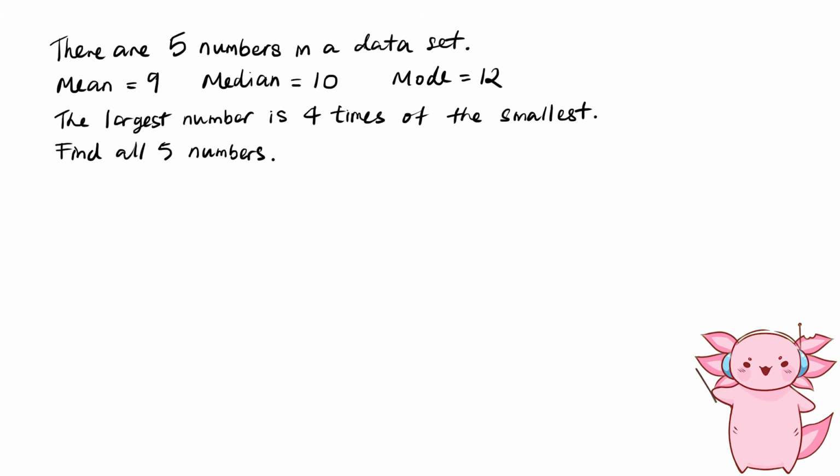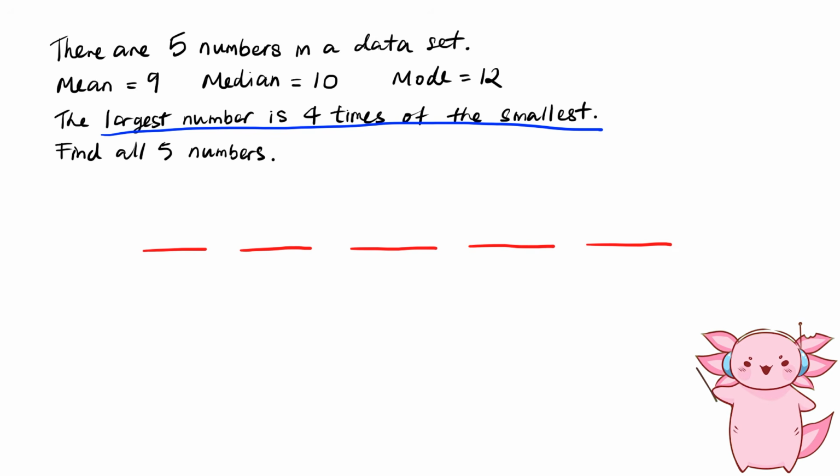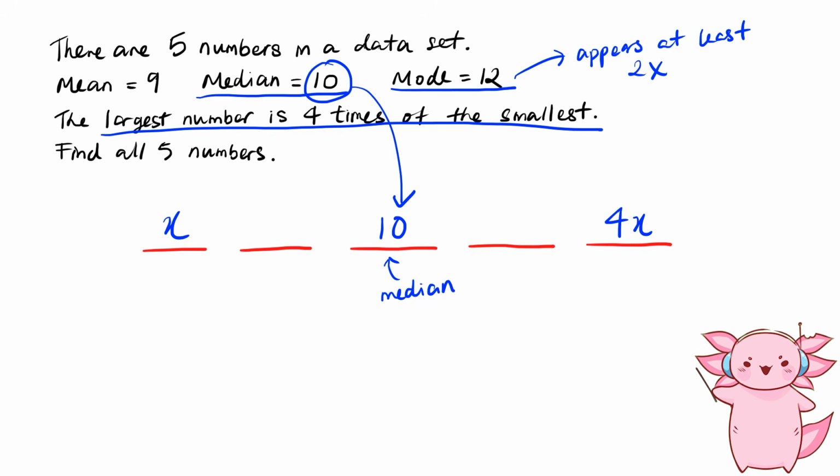This question asks us to find these 5 unknown numbers, and since the largest is 4 times of the smallest, let's put this as 4x and this as x. Next up, the median is the middle guy over here, which is 10. Now, because we know that the mode is equals to 12, we know that it must appear at least 2 times. And the only way it can appear if these two values here are both 12.